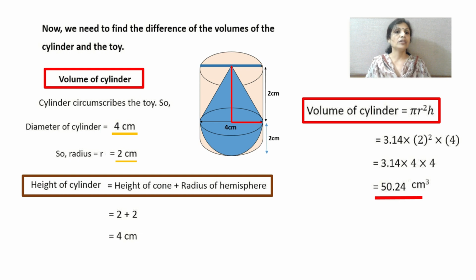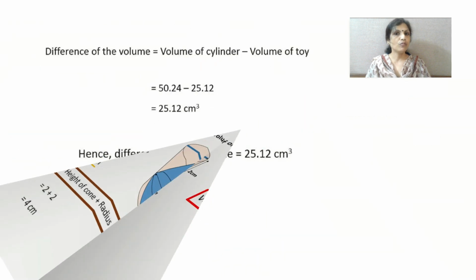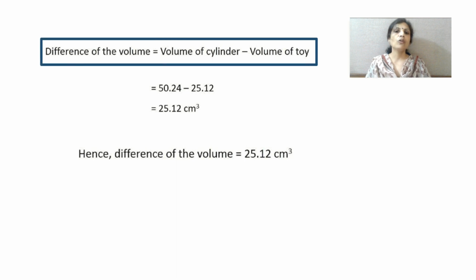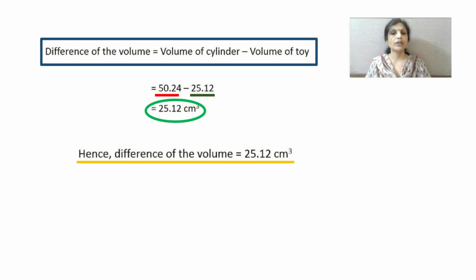And therefore now the difference of the volumes will be the volume of cylinder minus the volume of toy. Let us substitute the values. Volume of cylinder is 50.24. Volume of toy is 25 minus 12. If you subtract this, you get the value as 25.12 centimeter cube, and that is the difference of the volumes of the cylinder and the toy. Hence your answer is: the difference of the volume is 25.12 centimeter cube. Alright, so step by step if you go on solving the sum, you get the correct answer.